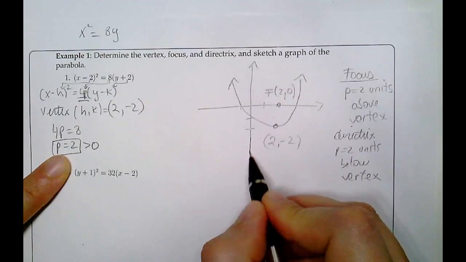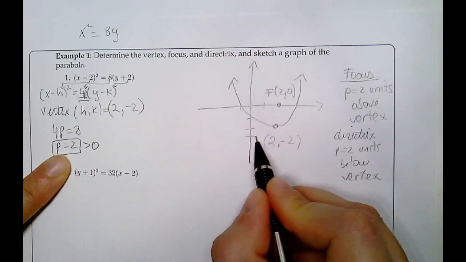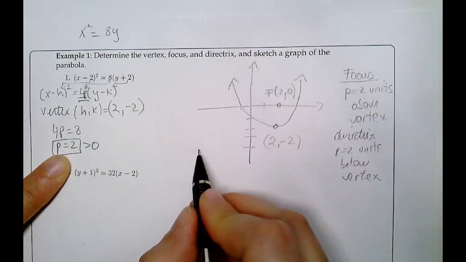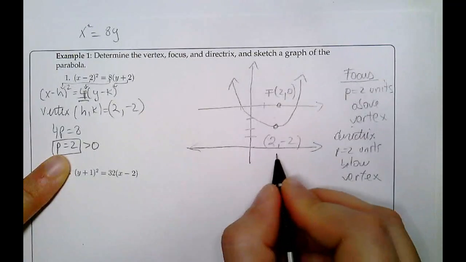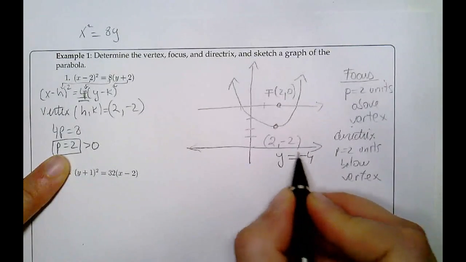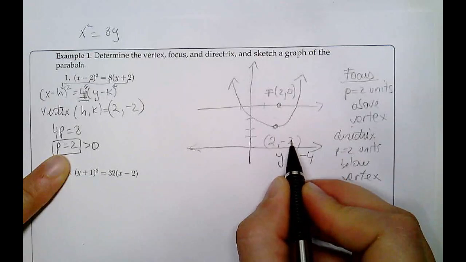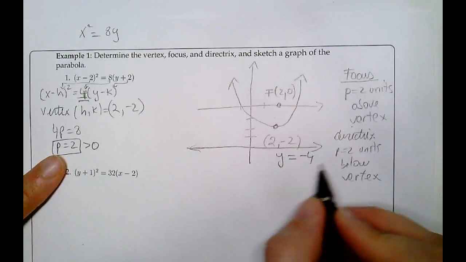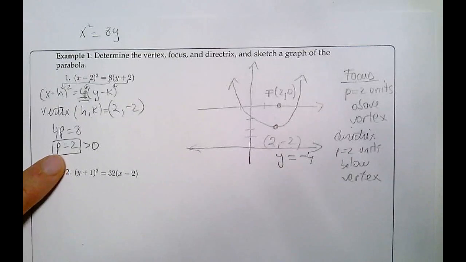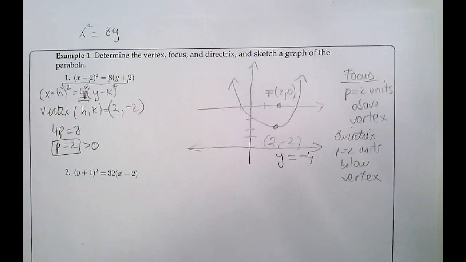So the directrix is going to be, you take your vertex and it's going to be 2 units below the vertex. So it's going to be this horizontal line and it's y equals -4. So it's -2, 2 units below -2 is going to give you y equals -4. And I'm writing with the wrong thing.